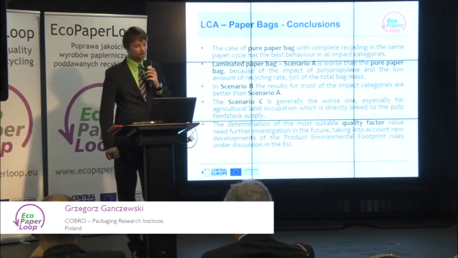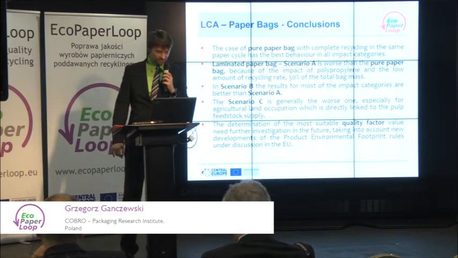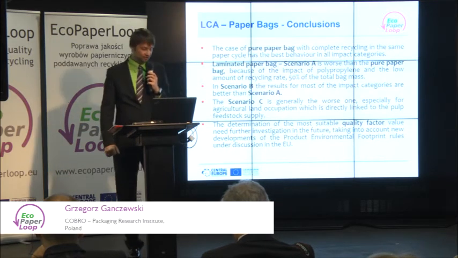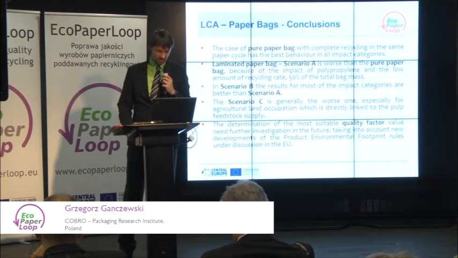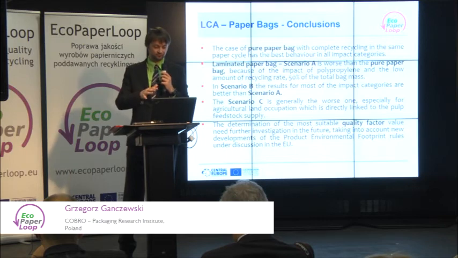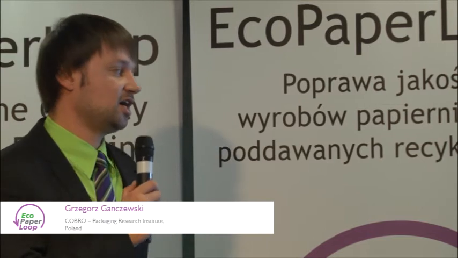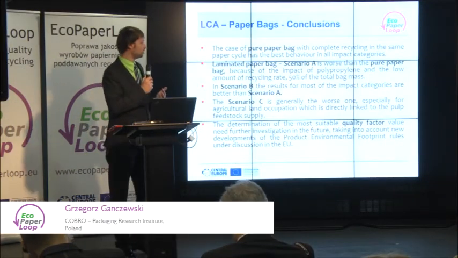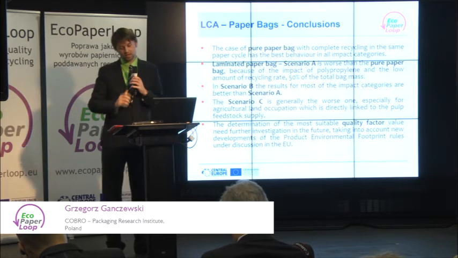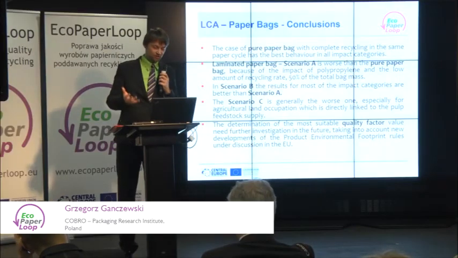So the case of pure paper bag with complete recycling in the same paper cycle has the best behavior in absolutely all impact categories. Scenario A is a little bit worse than pure paper bag, but from the point of view of laminated paper bag, scenario B is most definitely the best one. So it shows us this message that it's much better to recycle those difficult laminates, for instance, in a specialist plant than to move them into a standardized plant. The downside is that we don't have that many of them. Scenario C is, of course, the worst one.